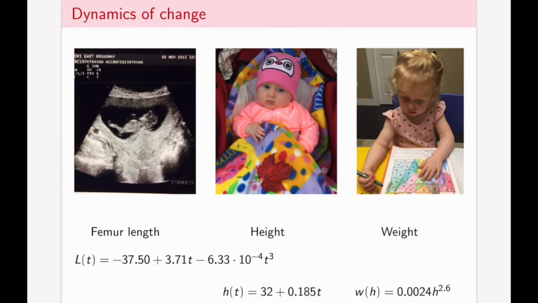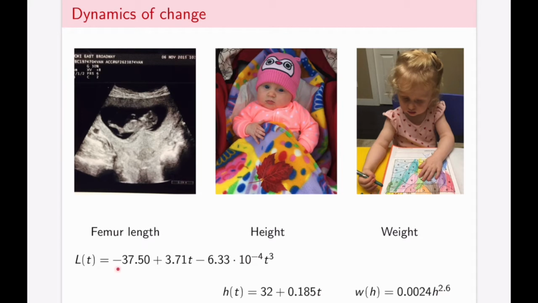The height of a toddler is a function of time as they are after they're born. And finally, the weight of a slightly more older child is a function of their height, which makes a little bit more sense. Babies grow more or less uniformly in weight and height, whereas later on in life, genetics kick in. And for example, my child is never going to be very tall because I am not.